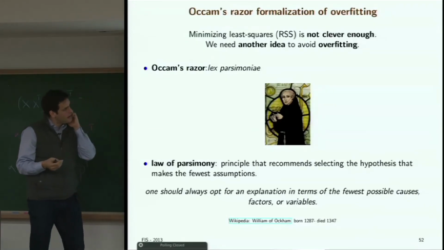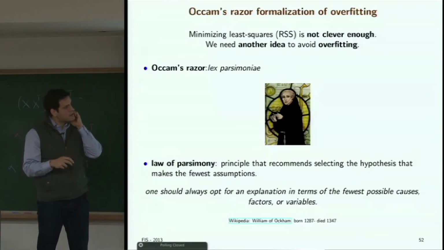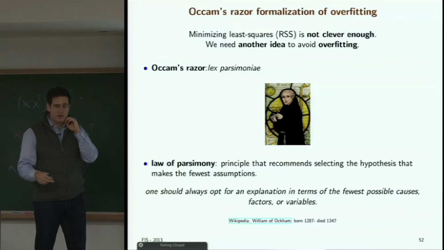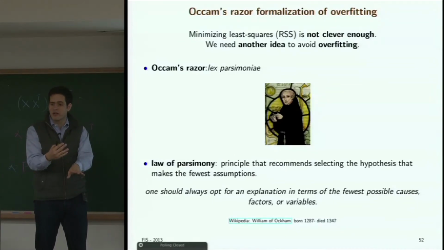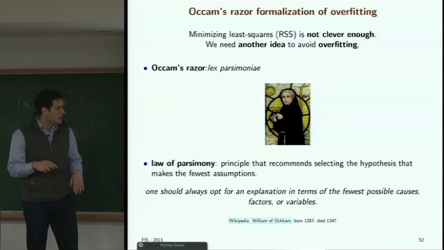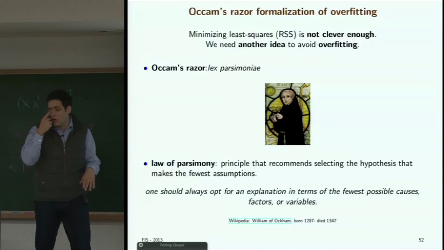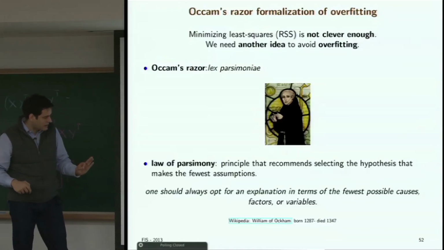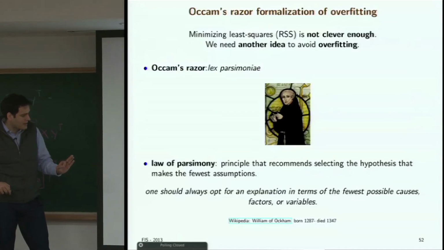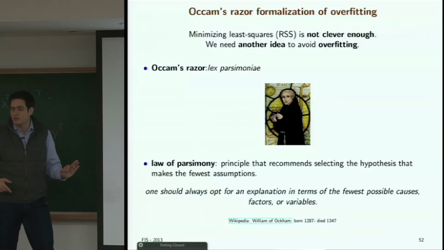Basically, minimizing least squares only is not clever enough because it will always push us towards adding more variables. So there is a tendency for us to add variables to reduce the least square error. But on the other hand, there is something that has to fight it. And this is Occam's razor, or the law of parsimony. It's basically, this is one sentence, that one should always opt for an explanation in terms of the fewest possible causes, factors, or variables.